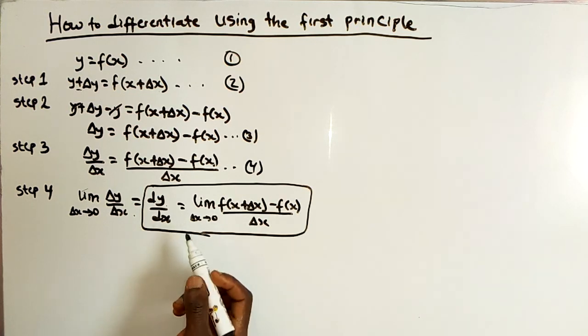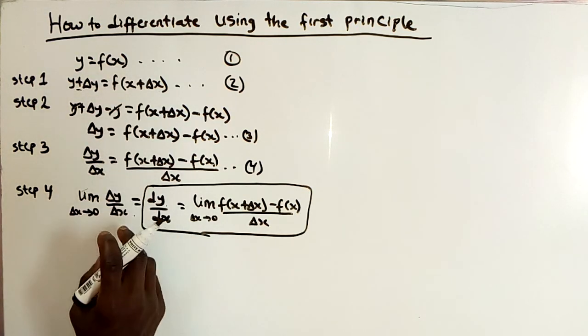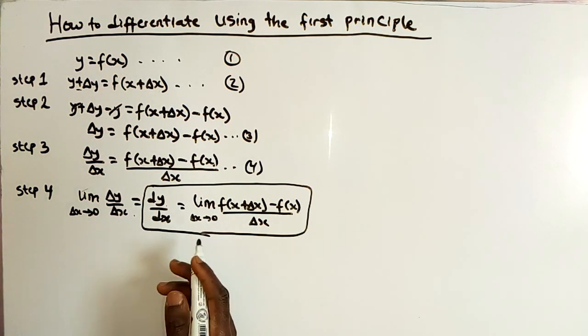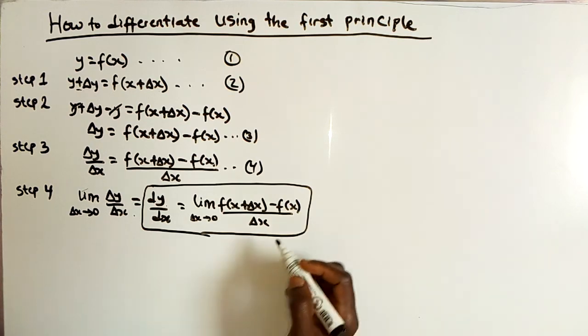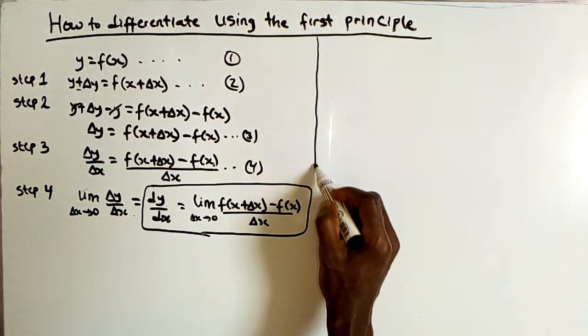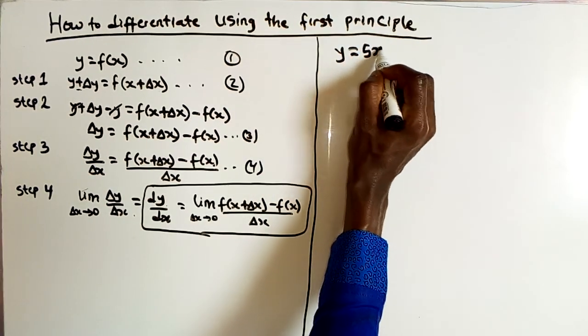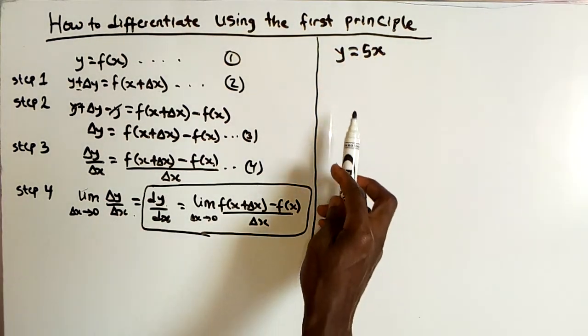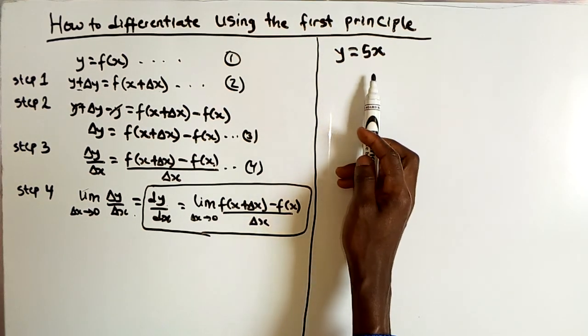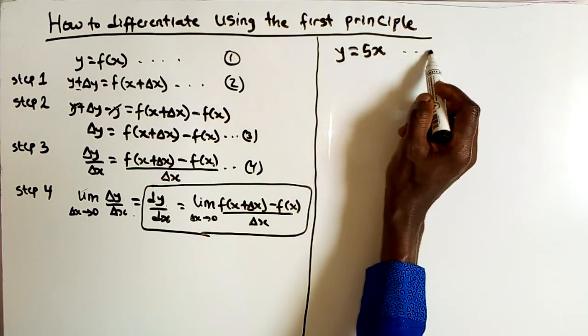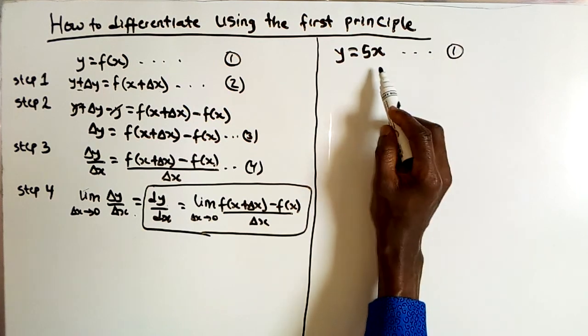So now let's take an example. These are the steps that you just need to take when you are differentiating using the first principle. Let's take an example here. Let's say you are given y is equal to 5s and you are asked to differentiate this using the first principle. So let's just call this one our equation 1. This is the question given.